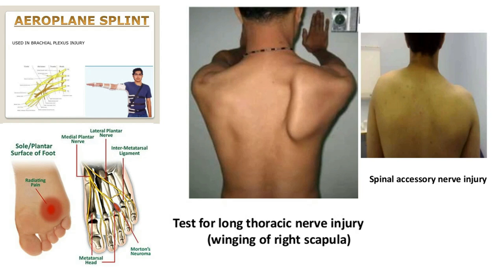Now, due to brachial plexus injury, there will be loss of all function of the hand. So what we can use is called an aeroplane splint. Aeroplane splint means, suppose this is the wing of the aeroplane. This splint helps to prevent further damage of the upper limb and its function. Aeroplane splint for brachial plexus injury.